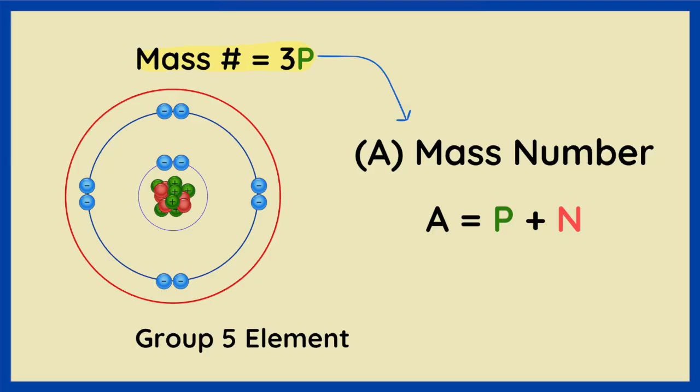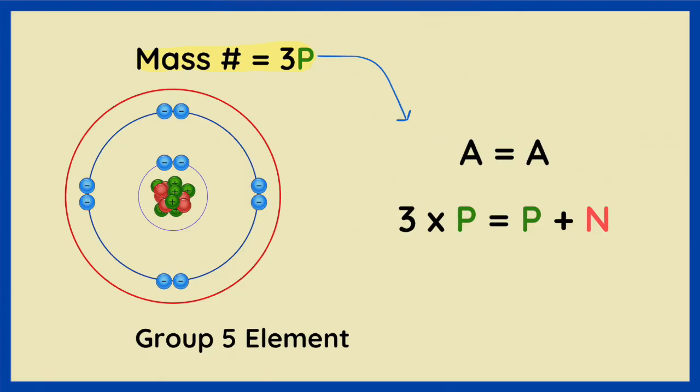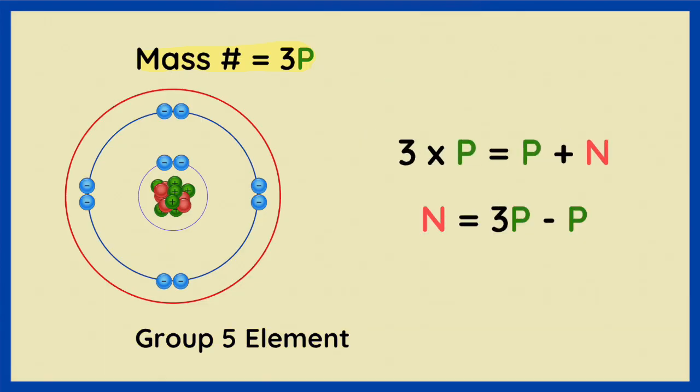Mass number, denoted as A, is the sum of protons and neutrons. Writing this more clearly, A equals 3 times p, but how does that help us? Well, if 3 times p and p plus n both equal A, mass number, then they both equal each other. So let's set them equal to each other. And as a reminder, n is the only thing we still need to figure out. So let's use some algebra and set everything equal to n.